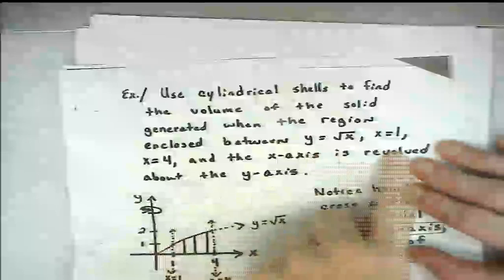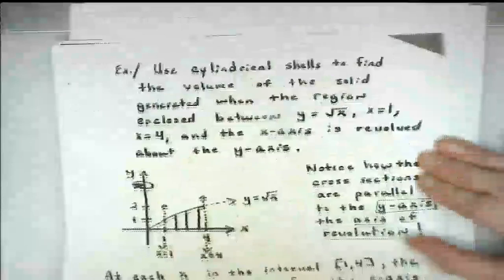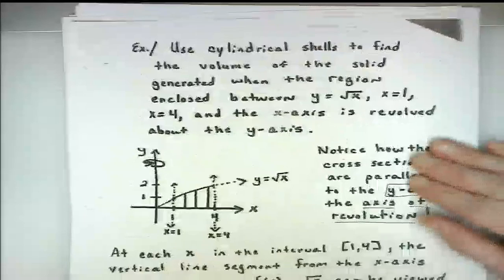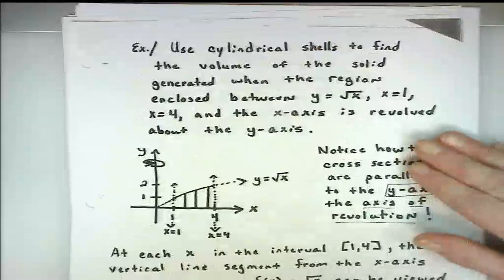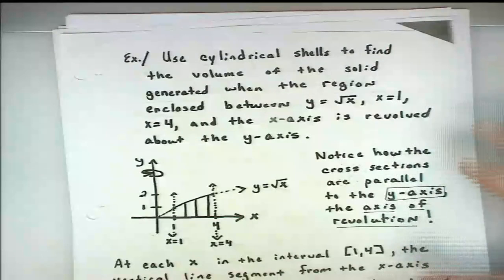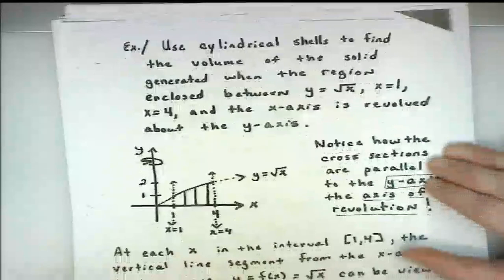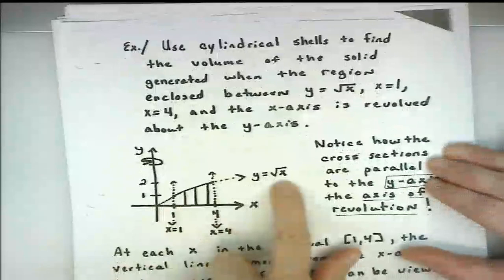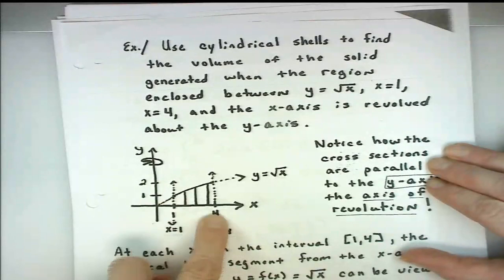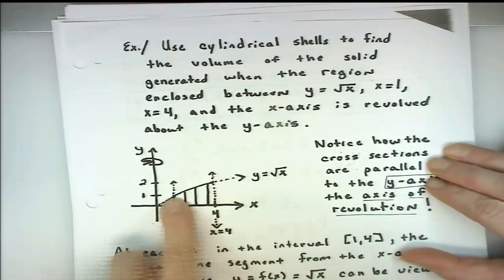Use cylindrical shells to find the volume generated when the region bounded by the curve and the x-axis is revolved about the y-axis. So here the axis of revolution is the y-axis, but because it's a cylindrical shell, I'm going to integrate from x equals 1, and that's the point 1, 1. I didn't label it. And then that's the point 4, 2.